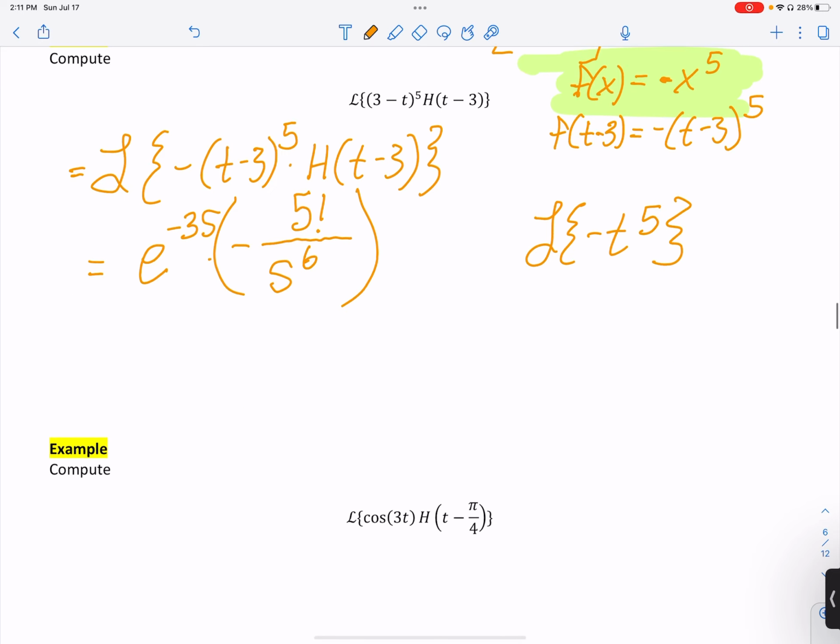Right, this ends up being, we could write it out to be nice and pretty, negative 120 e to the negative 3s over s to the 6th. And you could leave it the line above. I don't care. I just want you to be able to use the theorem. All right. So you do have to match the argument, meaning if the heavy side has a t minus 3, the function itself has to have a t minus 3, so you have to manipulate it in some way.